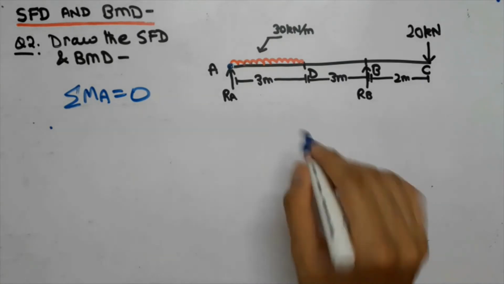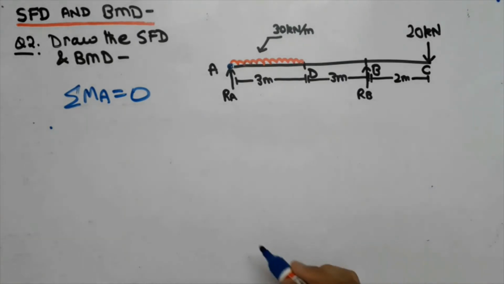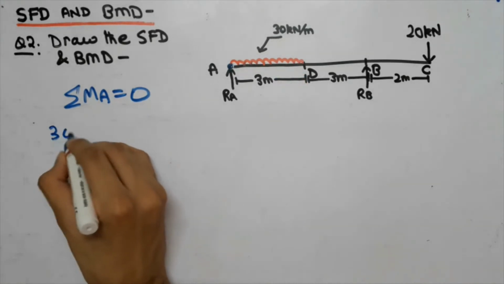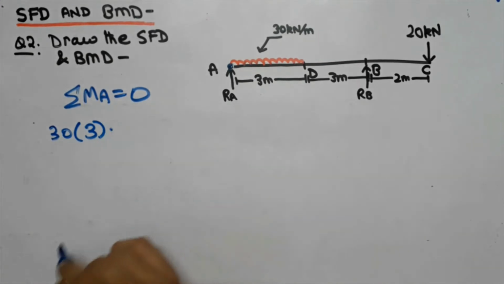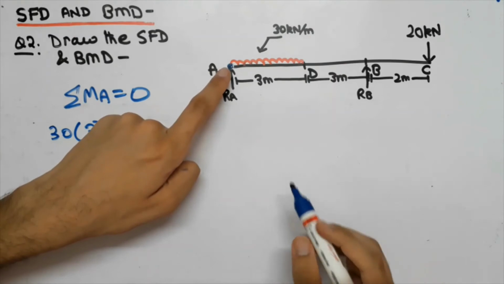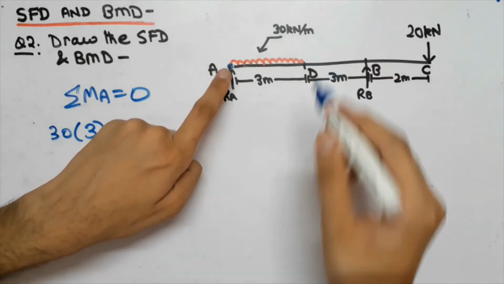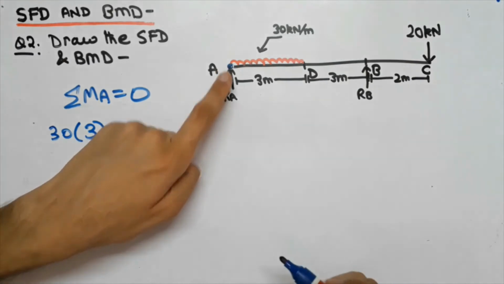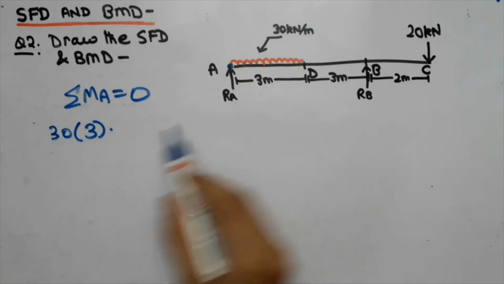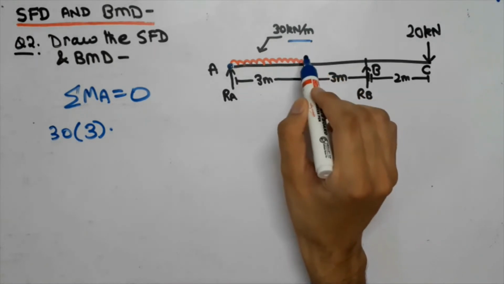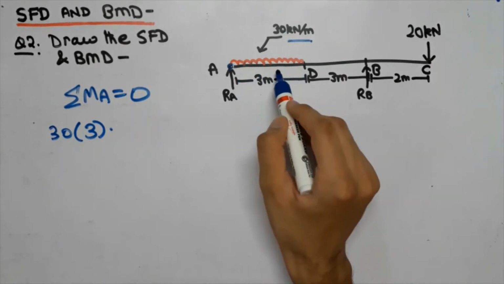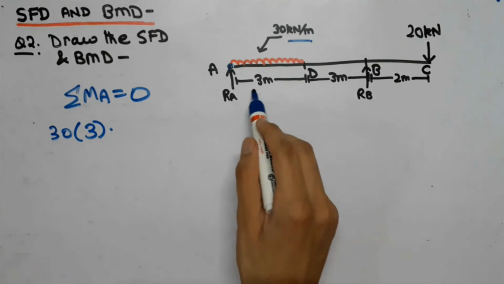That is, we will take the clockwise rotation to be positive and anti-clockwise rotation to be negative. First of all we will write for this, that is, we will write 30 into 3. We have written this to be positive as it is clockwise. That is, as we are considering this point A and force of 30 kN per meter is applied over here, then this rod will move in clockwise direction. That is why this is taken to be positive. And we have multiplied by 3 because this is given in the units of kilonewton per meter, but we need the force being applied by this whole UDL part, that is the uniformly distributed load. That is why we have multiplied by 3.